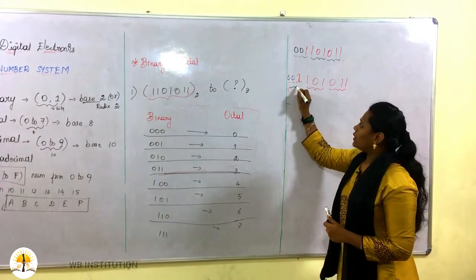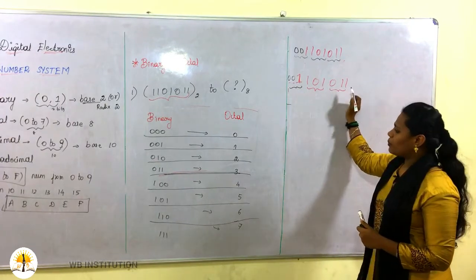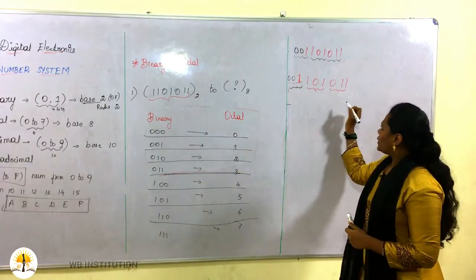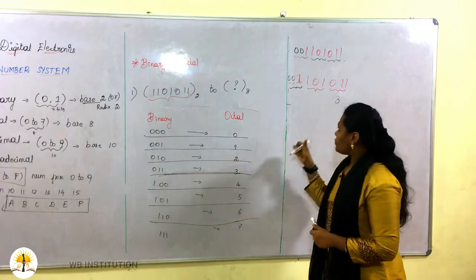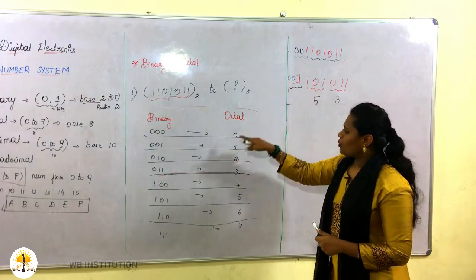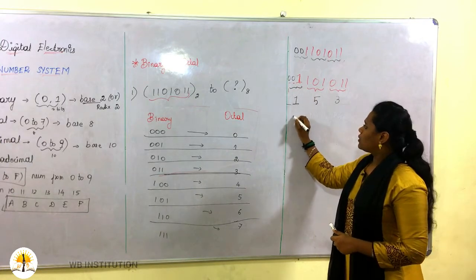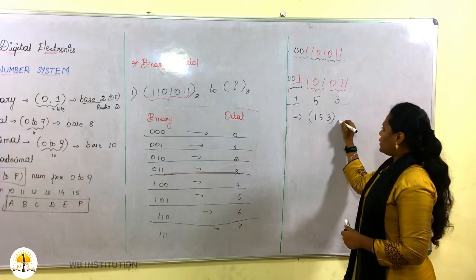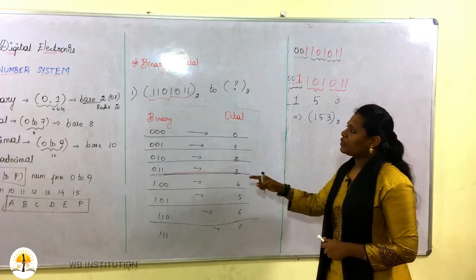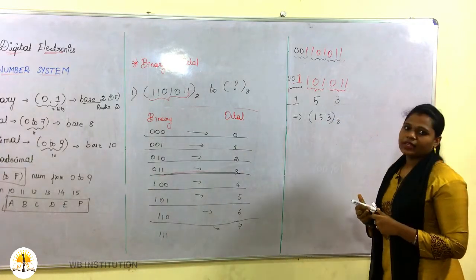Okay. So now I got the entire thing. So just check where 011 should come: 3. 101: 5. 001 is 1. So the answer is 1538. So the octal value for the binary number is 153 base 8.